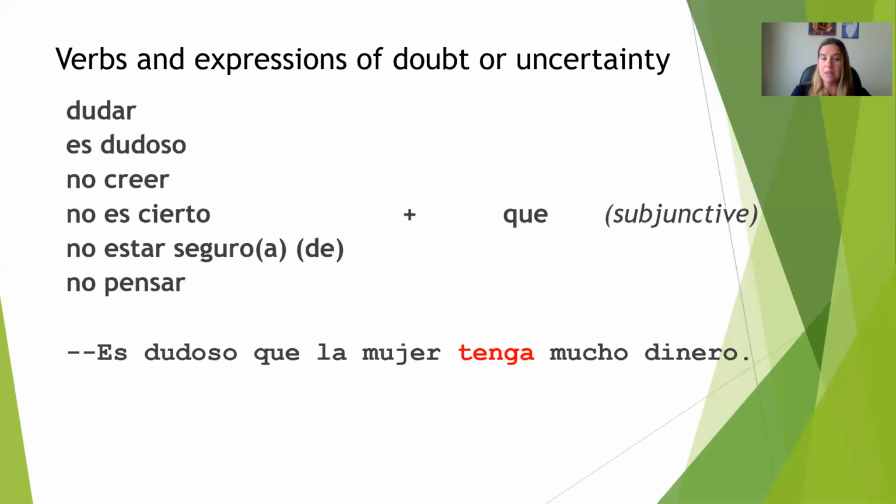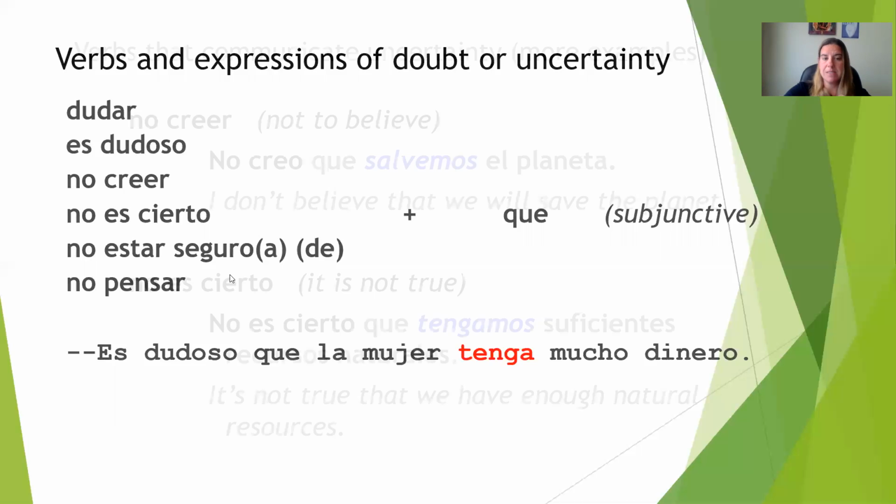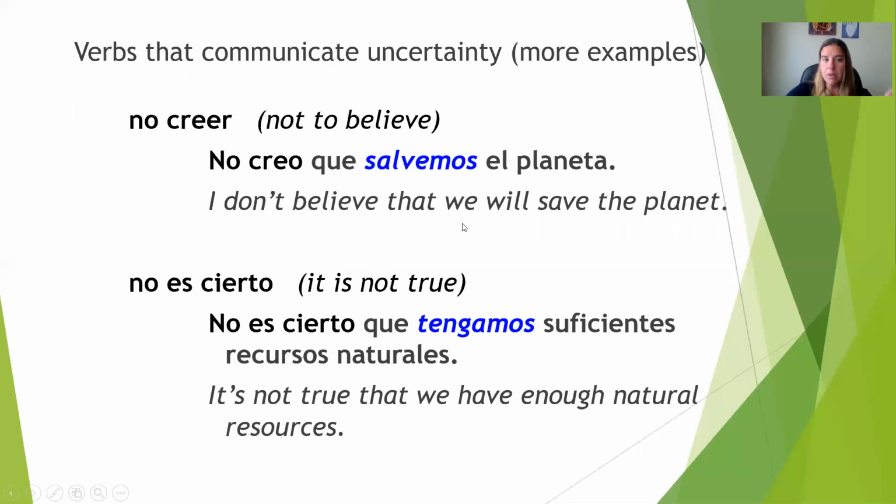So es dudoso que la mujer tenga mucho dinero. It's doubtful that she has a lot of money. No creer, no creo que salvemos el planeta. I don't believe we'll save the planet. It's kind of dark, but could be somebody's opinion. No es cierto, it's not true. No es cierto que tengamos suficientes recursos naturales. It's not true that we have enough natural resources.